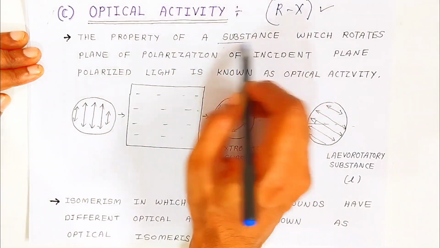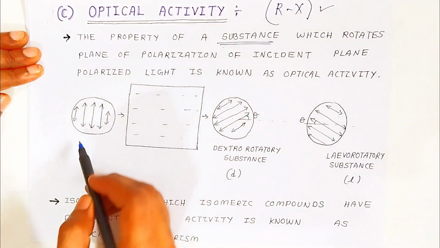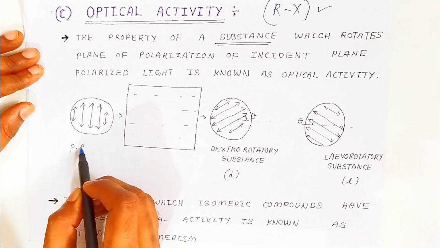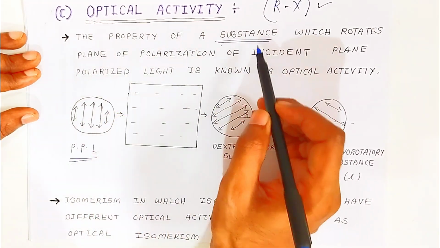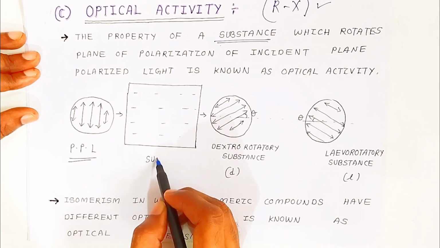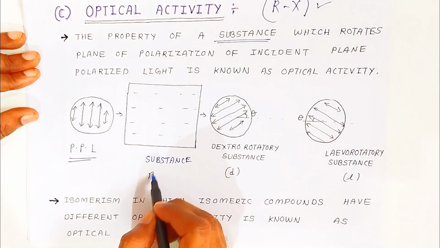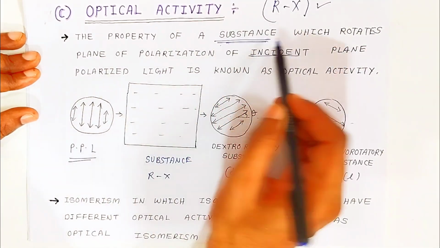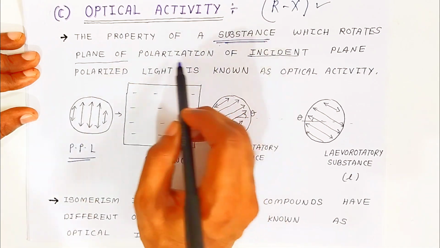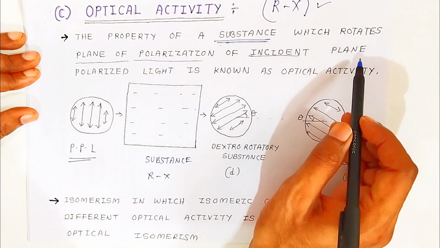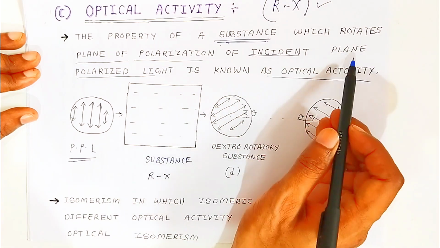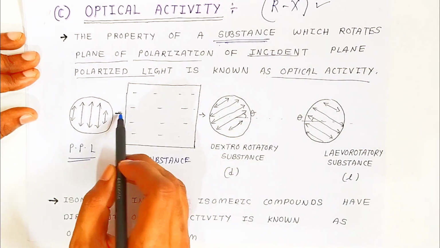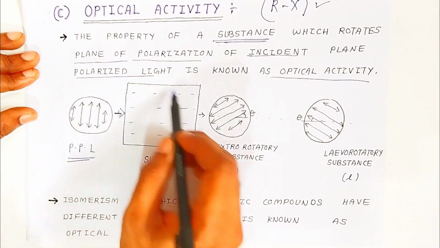The property of substance which rotates the plane polarized light, this is plane polarized light, students, we have already seen the definition. Now we are going to see the substance, which is mostly alkyl halide here. The property of a substance which rotates the plane of polarization of incident plane polarized light is known as optical activity. This light is the incident light.